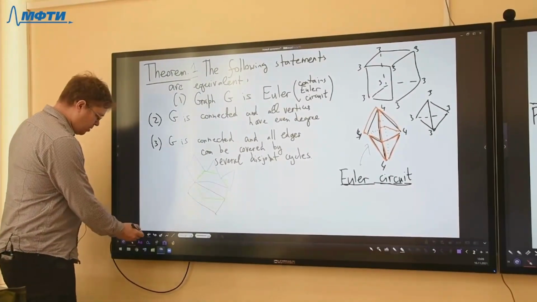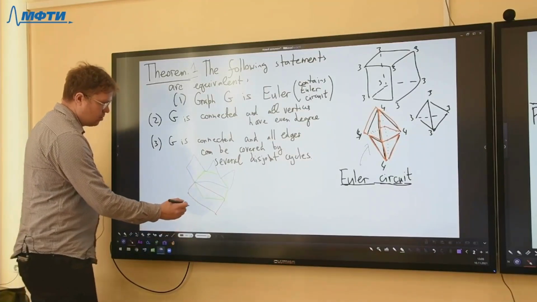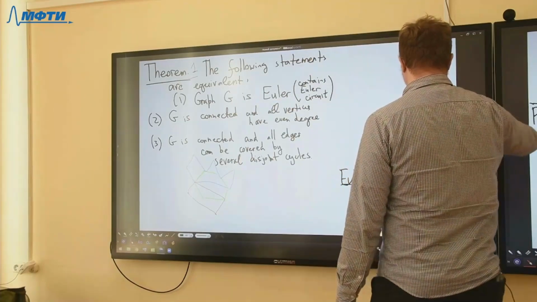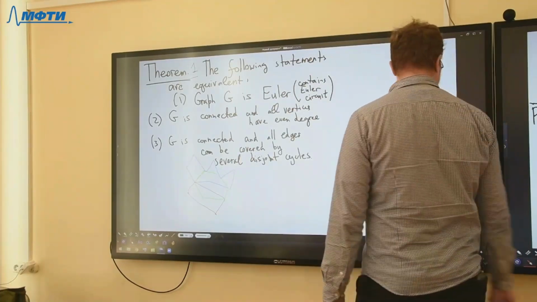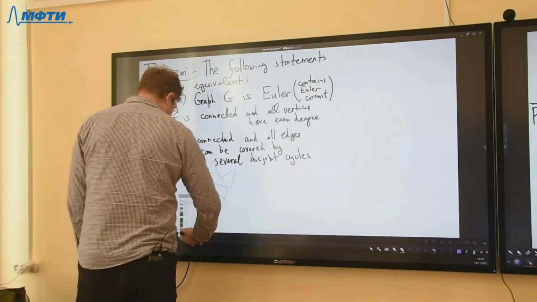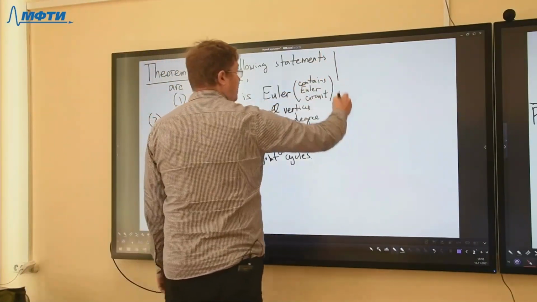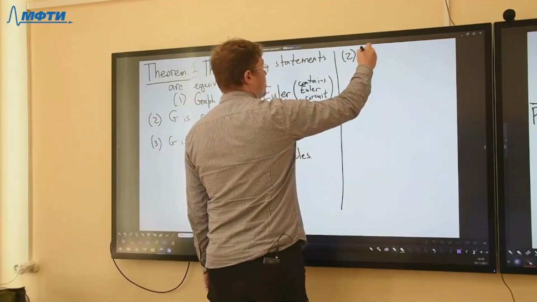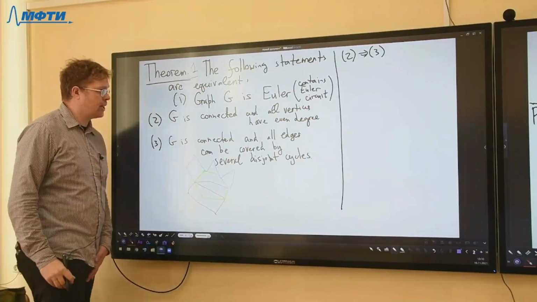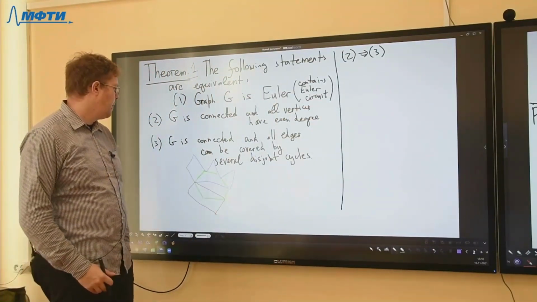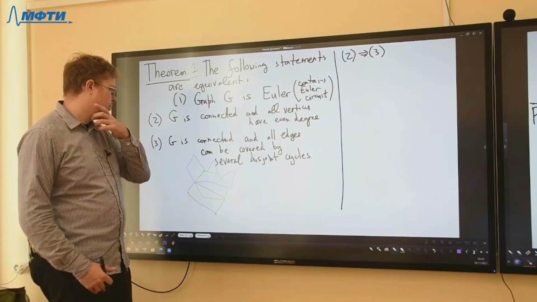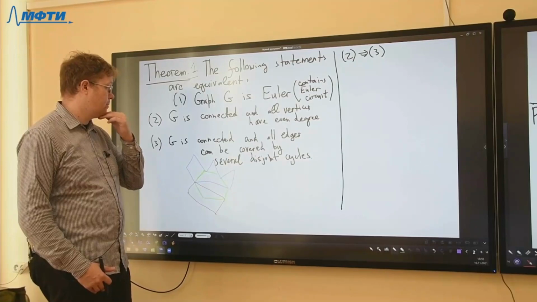Okay, so maybe I will start here and then continue. Maybe I'll have enough place here. Okay, so first of all, I want to prove that if all vertices have even degree, then we can cover the whole graph by several disjoint cycles.